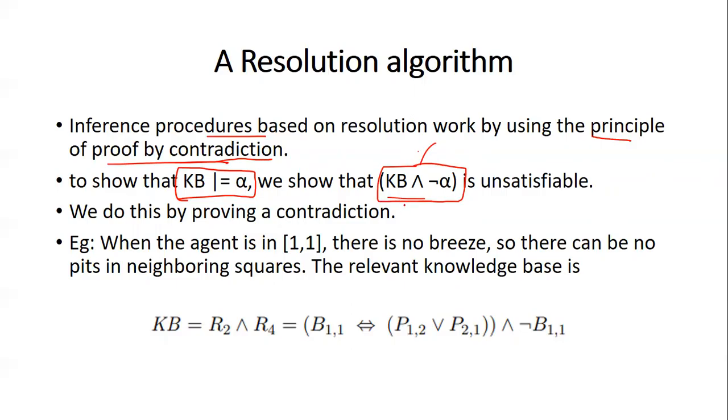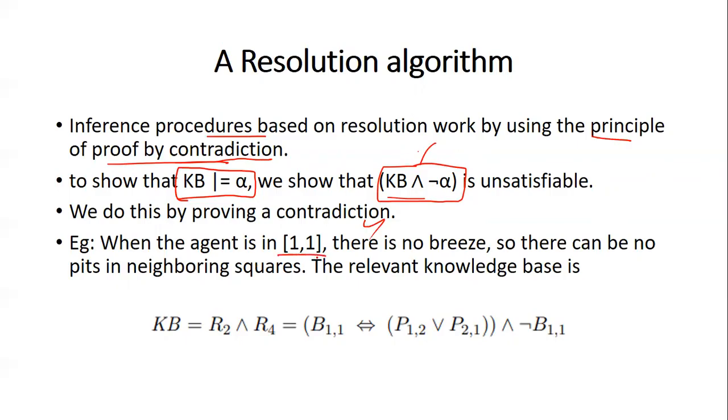Okay, because KB and alpha is satisfiable, so KB and not alpha is unsatisfiable. By that we will prove. So this is called proof by contradiction. So let us take one example.